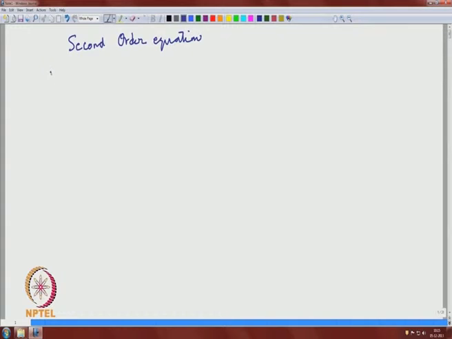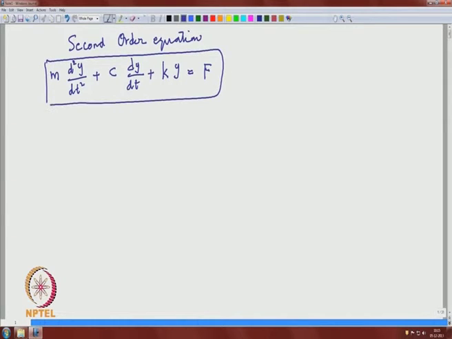What was the second order equation? M d square y by dt square plus c dy by dt plus k y is equal to f. So this was a very simple second order equation, linear, and the other interesting thing is that it has constant coefficients.